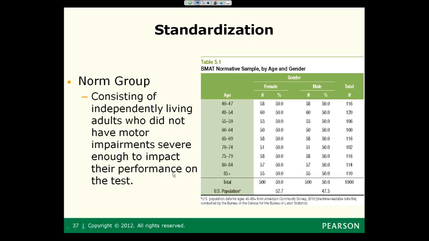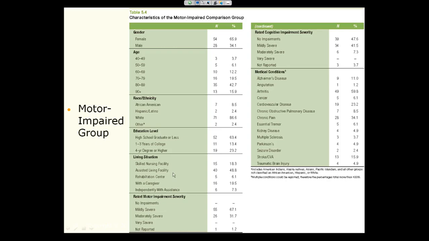And then also they had to be able to speak and understand English, have normal vision with or without corrective aids, and not be taking medications that impact motor ability. Okay? So again, you see here it's a pretty large sample, 1,000 adults, 500 female and 500 male. With the motor impaired group, this is basically what the motor impaired subgroup looked like.